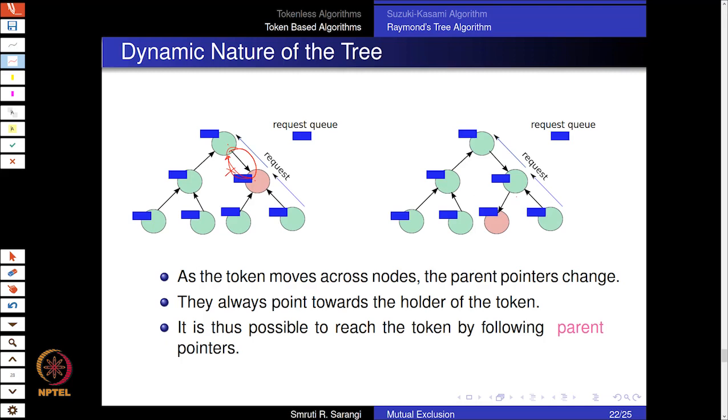Now as you can see, still all the nodes point towards the token holder. And wherever the token goes, let's say next time the token goes over here, this arrow also got reversed. So pretty much all the nodes can approach the node that contains the token. Of course the arrows do get reversed as the token moves, but they always point towards the token holder. So it is always possible to reach the token by following your parent pointers. That's the most important learning over here.